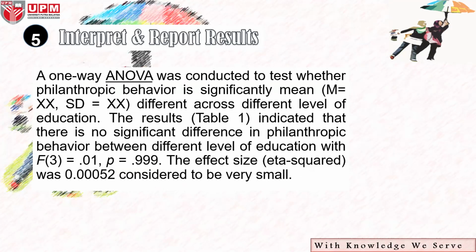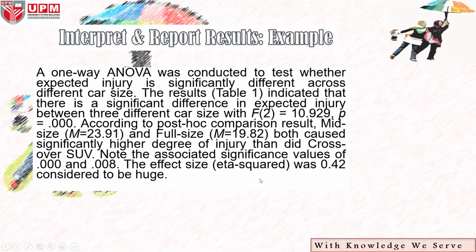Okay, a one-way ANOVA was conducted to test whether philanthropic behavior is significantly different across different levels of education. So the result as indicated in the earlier table, we can see that there is no significant difference in philanthropic behavior between different levels of education, with F equals 0.01, significant value equals 0.999. So the effect size is also considered to be very small. Itu sahaja. Okay, ini yang untuk the second one tu.